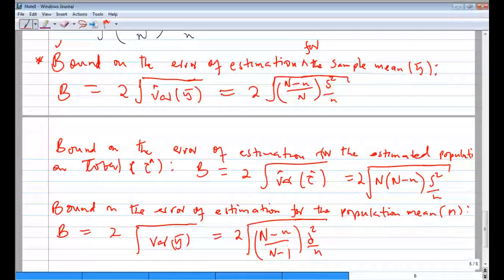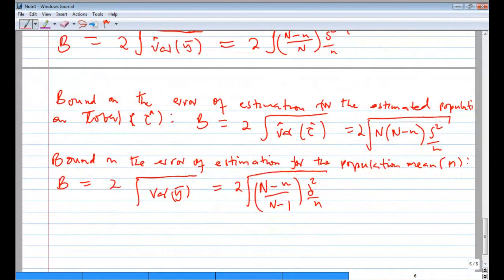Okay, thanks. So this one is a bound on the error of estimation for the population mean. Now, let's go to the bound on the error of estimation for the population total. Sorry, sir. Yes. On the bound on the error of estimation for the population mean, what is that in the brackets there? It's a mu. Oh, okay, thank you. Yes, a mu. Bound on the error of estimation.